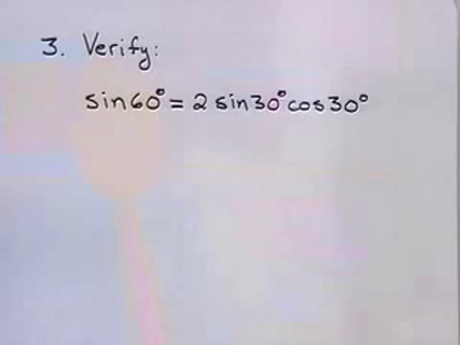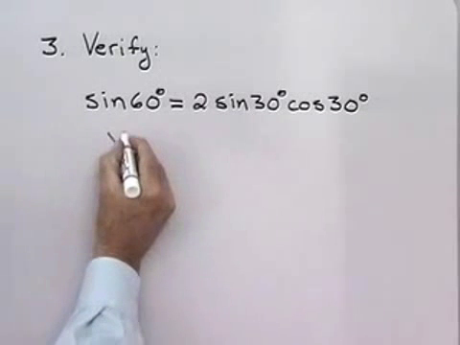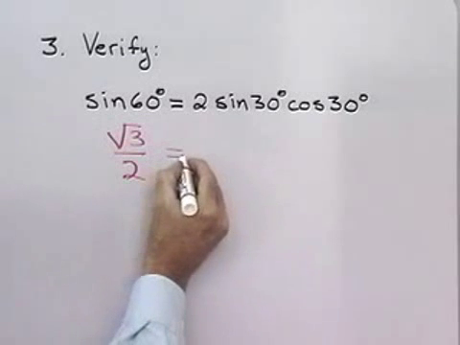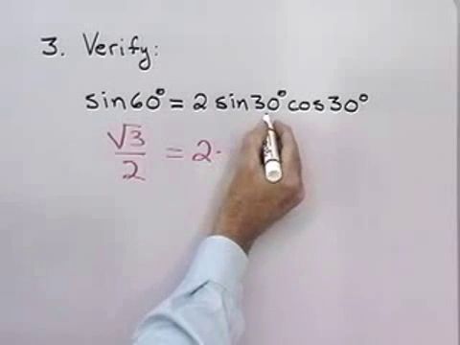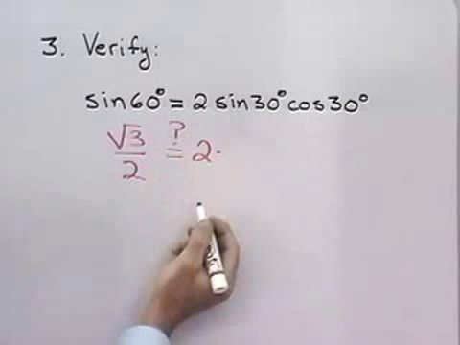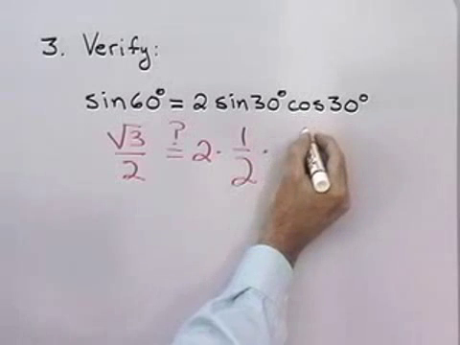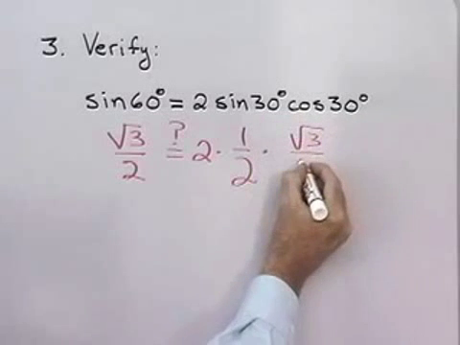One more problem. Let's just verify that sine 60 is 2 sine 30 cosine 30, just so we can have one of these double angle formulas verified. So I'm going to look at this and say, okay, sine 60, see if I can get this right this time, square root 3 over 2. That's 2 times, okay, sine 30. Let me put a question mark here because I want to see if this is true. Sine 30 is 1/2. Cosine 30, square root 3 over 2.